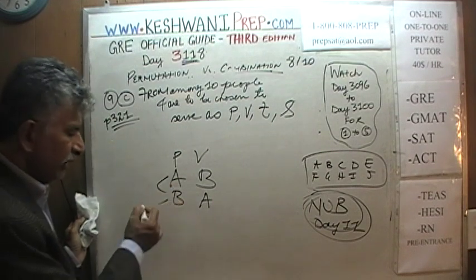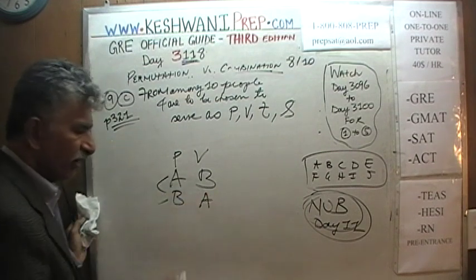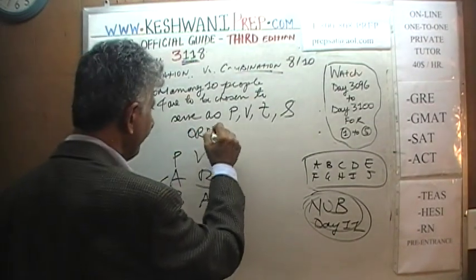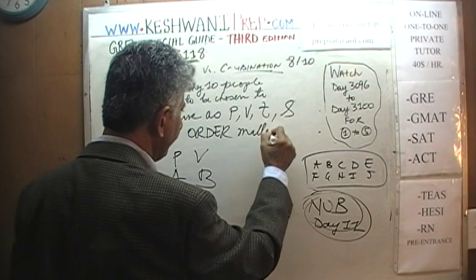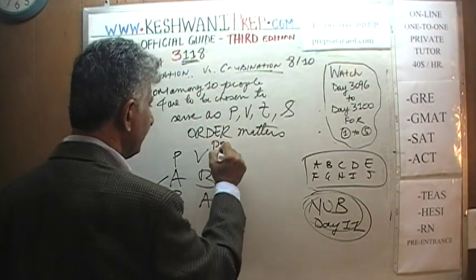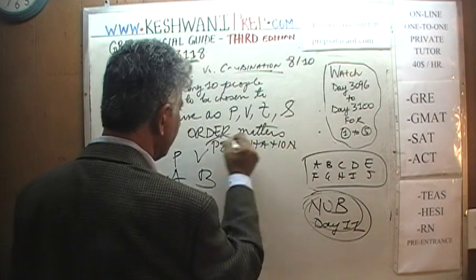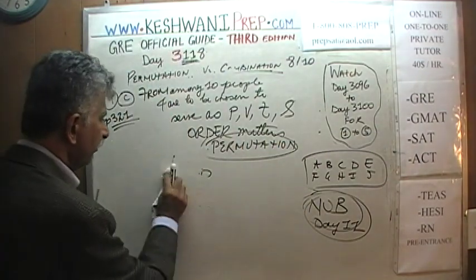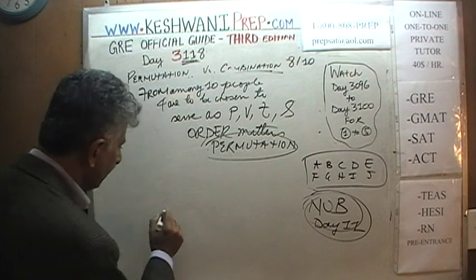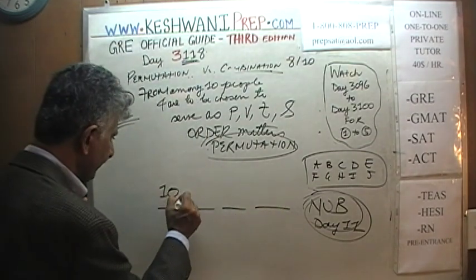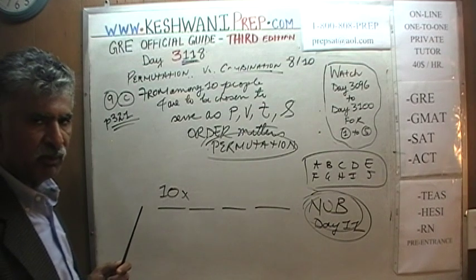Of course, these are two different possibilities. Here A is president, B is vice president. Here it's the other way around. So in this case, order matters. This is a permutation problem. And since it's a permutation problem, it's very straightforward. How many different ways can we pick a president? Well, there are 10 people, so there are 10 different ways we can pick somebody to be president.